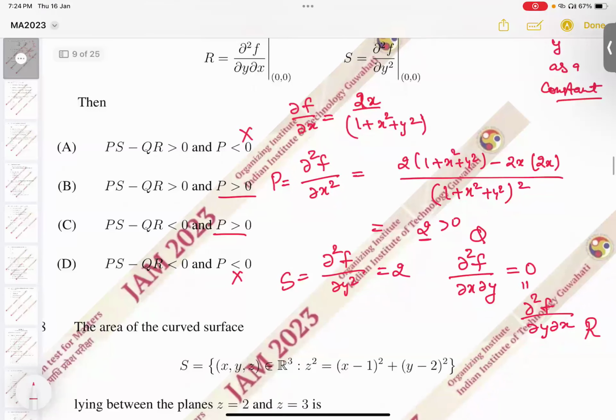Right? So now P into S will be 4 and Q into R will be 0. So PS minus QR will be 4. So this will be greater than 0. This minus 4 is greater than 0. So the option B is correct. Right?